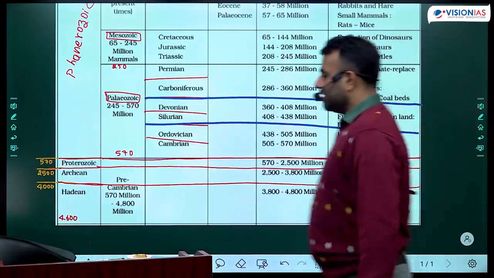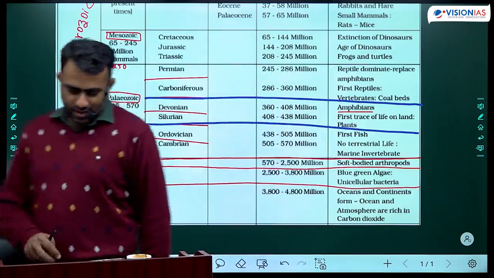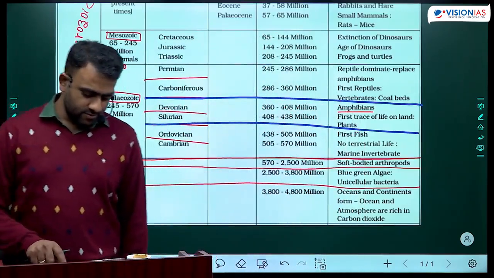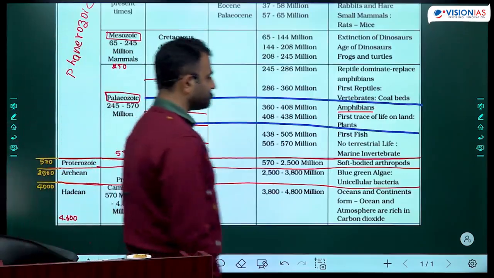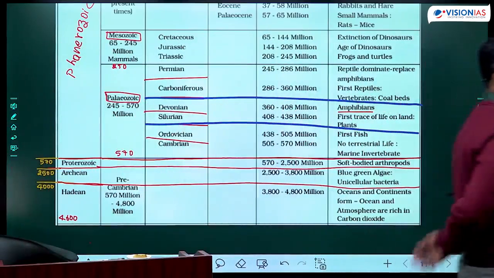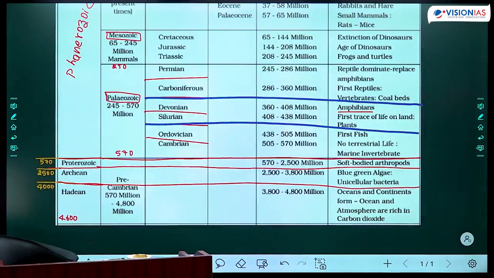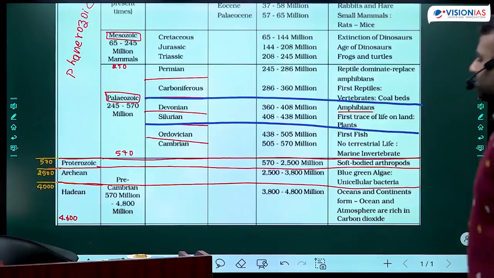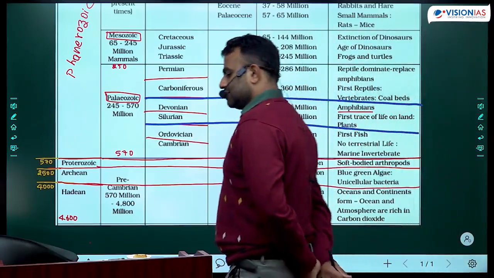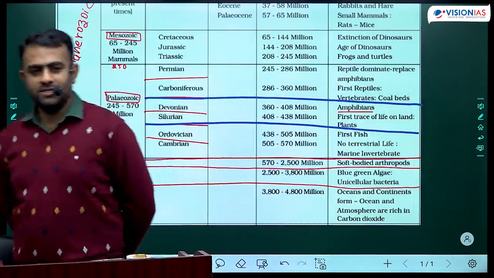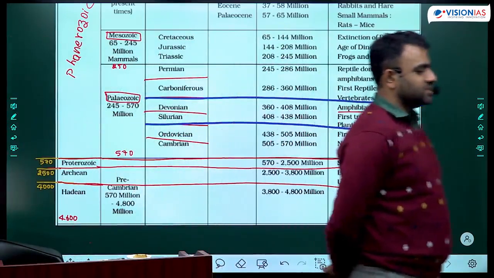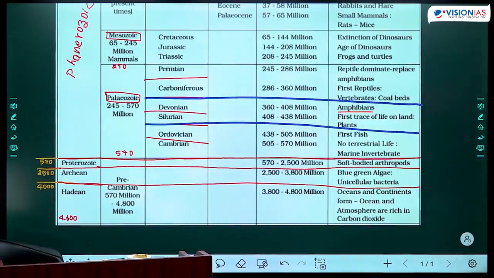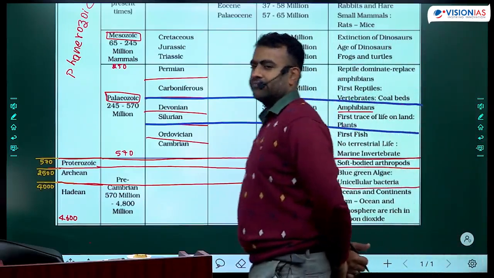Then comes Carboniferous. Carboniferous is known for 3 important events. The first one is the arrival of reptiles. Now, what are reptiles? Reptiles are the first animals known for internal fertilization. Amphibians are known for external fertilization. Reptiles are known for internal fertilization. They lay eggs directly.